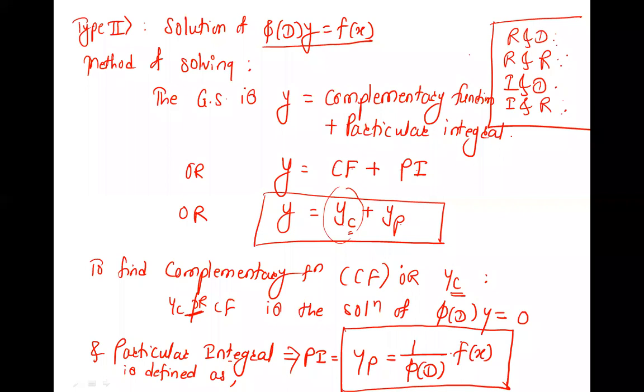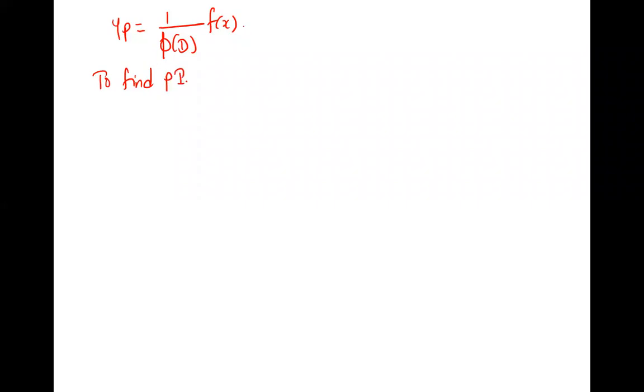So this is the definition of particular integral. YC done. YP definition is there. Now definition is with us, but how to solve that YP? So I'm writing the definition again. It is 1 upon phi d into f of x. So to find particular integral, or we can say YP, there are so many types, but for your study there are two methods.